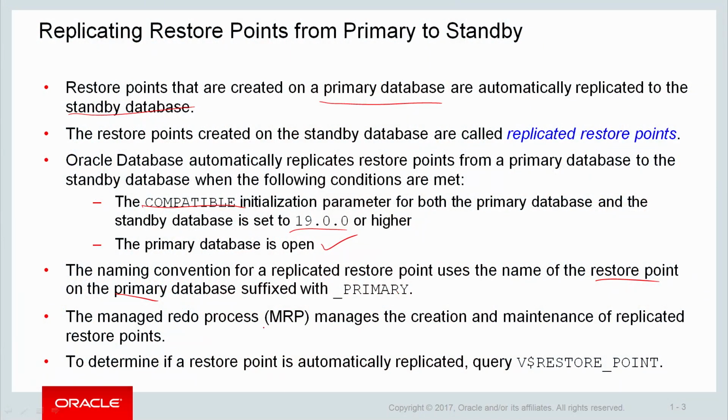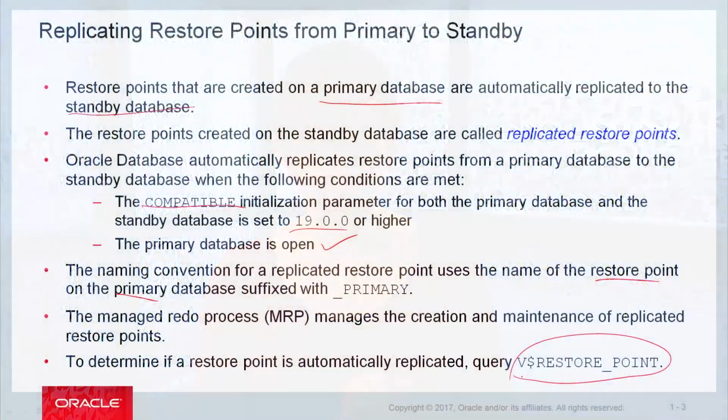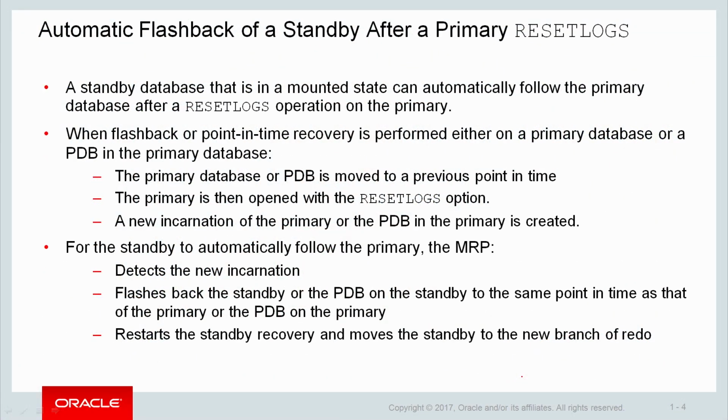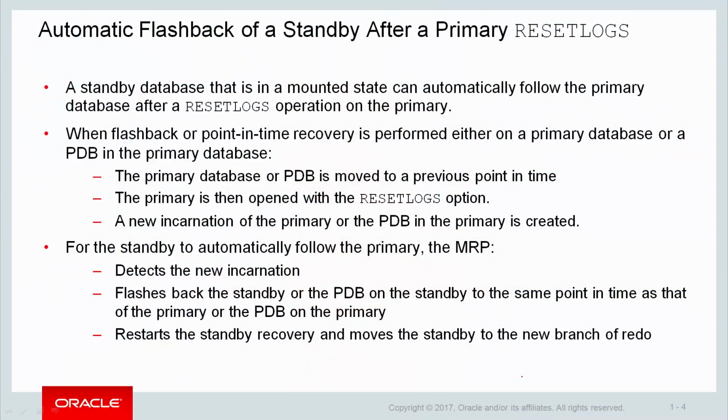The managed recovery process, MRP, manages the creation and maintenance of these replicated restore points. To determine if a restore point is automatically replicated, you can query the V$RESTORE_POINT view in the standby database to see if it has actually been replicated from the primary. One of the things that these replicated restore points can make easier for us is flashback in the standby. If you flashback your primary database, you could flashback the standby database to the same restore point, but you don't need to, because we now have automatic flashback of the standby after the primary database has.